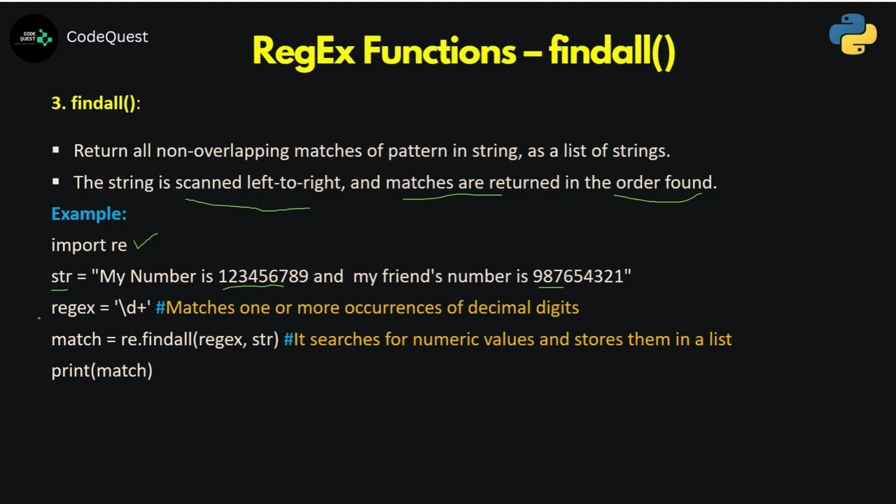Now here I'm trying to define one pattern in the form of a variable regex, and the pattern is \d+. So we understand \d indicates the decimal digits, and + indicates match with one or more occurrences of a digit. So from the beginning till the end, wherever it finds numerical values of decimal digits with one or more occurrences, they are going to be matched.